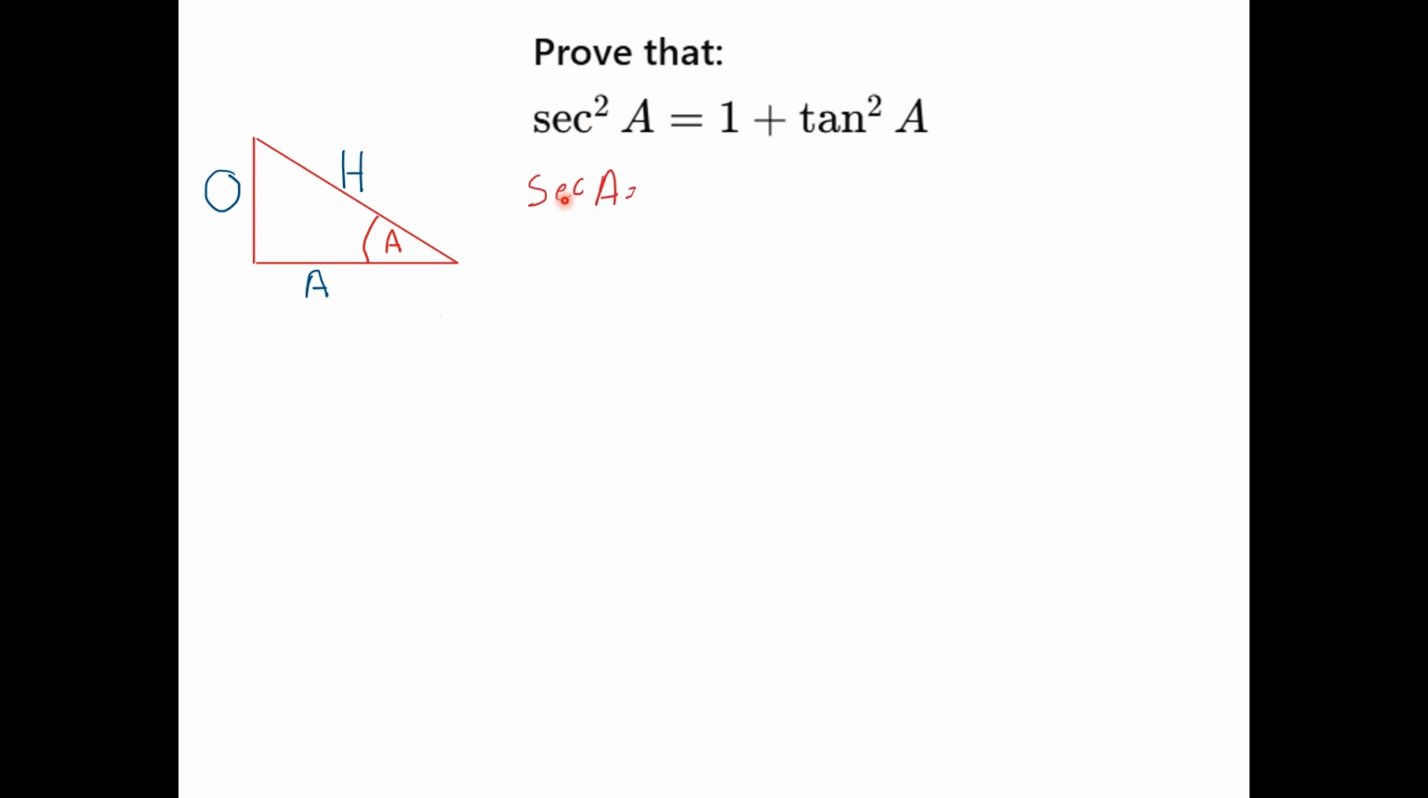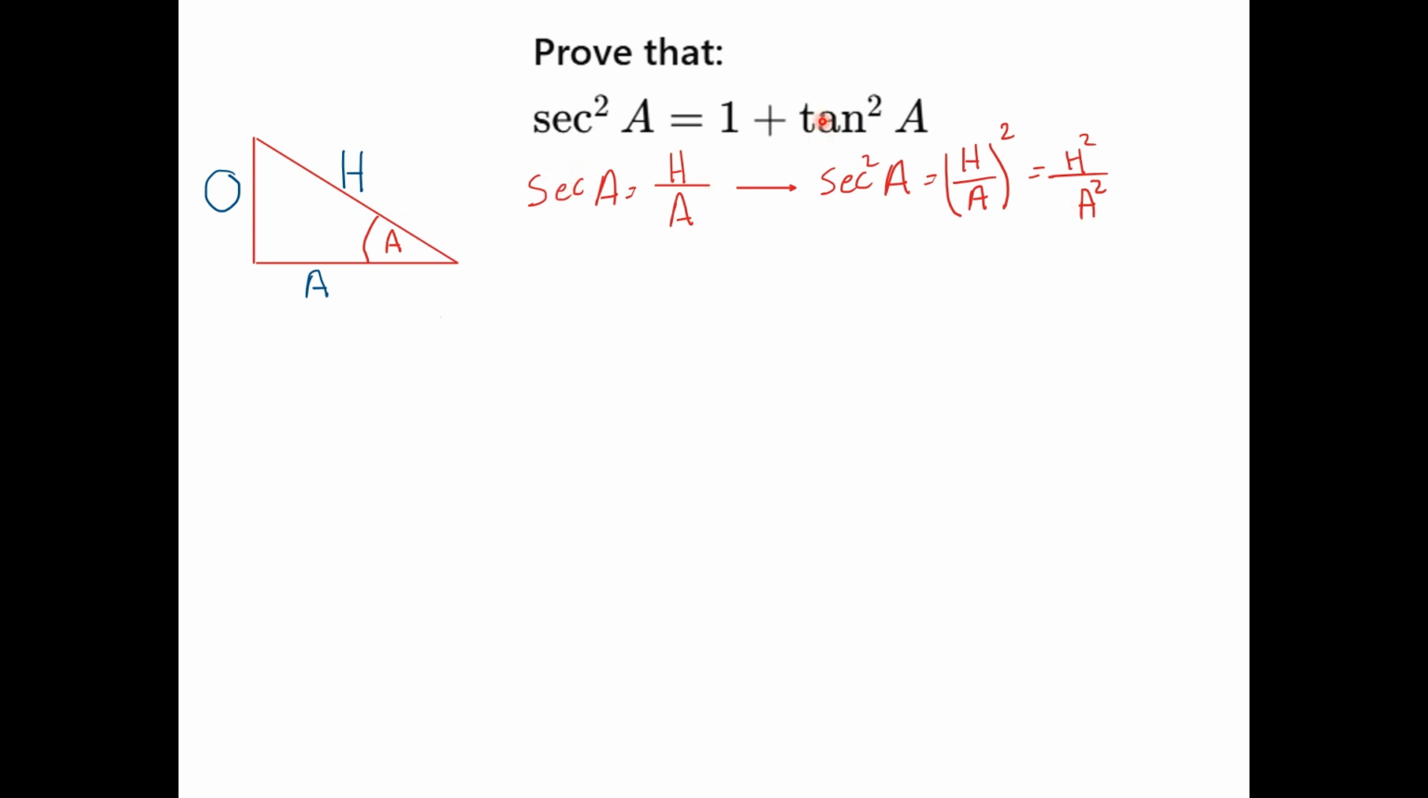Sec A, as you know, is 1 over cos, which is hypotenuse over adjacent here. But here it's written as sec squared, so we need to square every term in this relation. So I'm going to write it as sec²A equals hypotenuse over A, all squared, which is the same as H² over A². So now we have defined sec A.